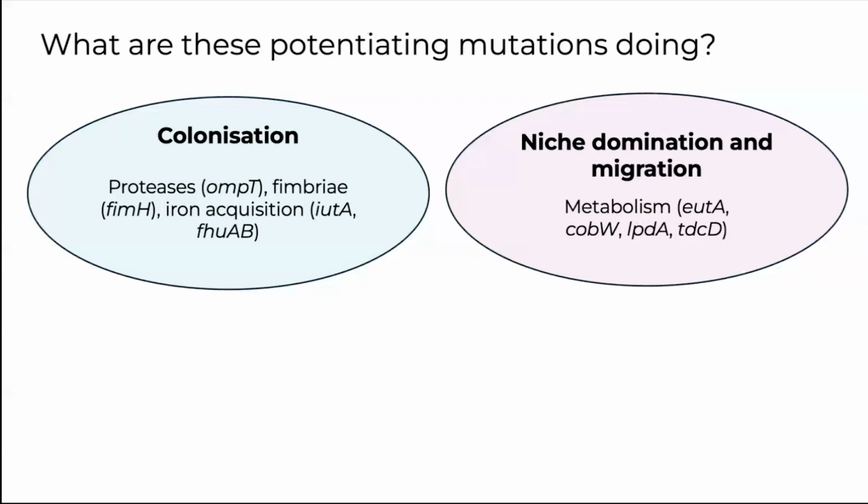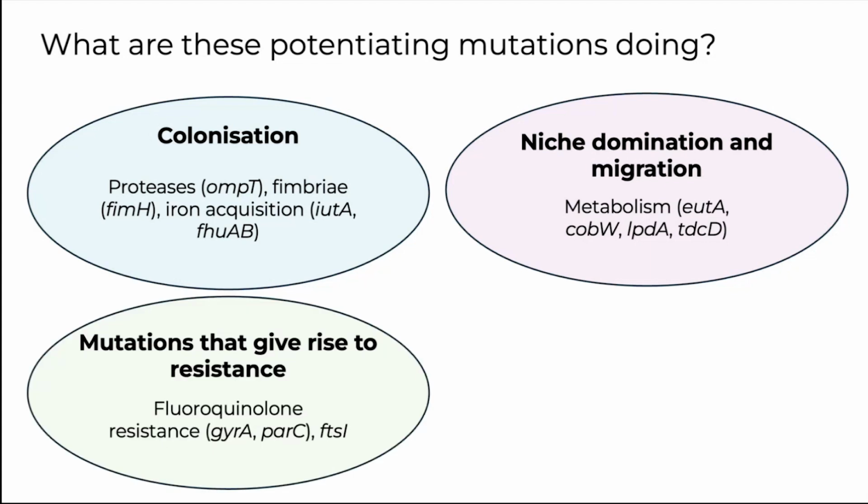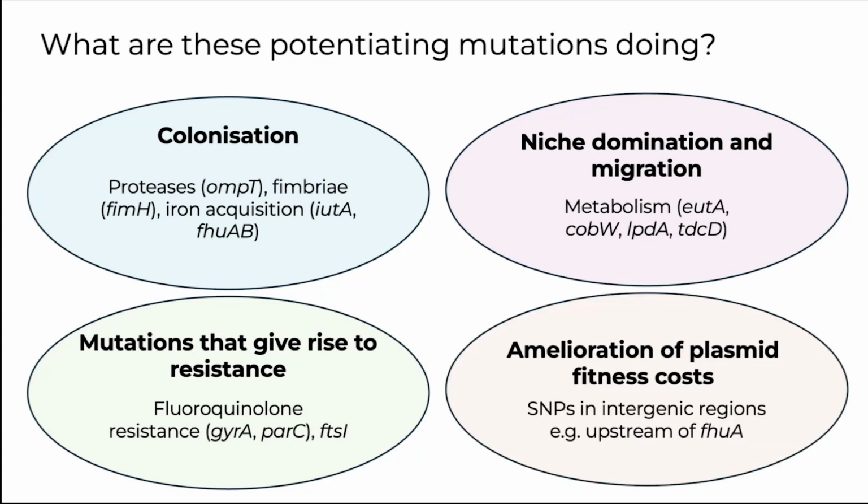We think they might also have SNPs in metabolism that make them more able to dominate a particular niche and perhaps migrate from it as well. Mutations that might give rise to resistance, as I mentioned, fluoroquinolone resistance like gyrA and parC, but also ftsI as well, a penicillin binding protein. And finally, it's been noted in ST131 clade C that there are quite a lot of intergenic SNPs that are quite important as well. And these have been shown to ameliorate the plasmid fitness cost, which again is quite important for these incoming MDR plasmids.